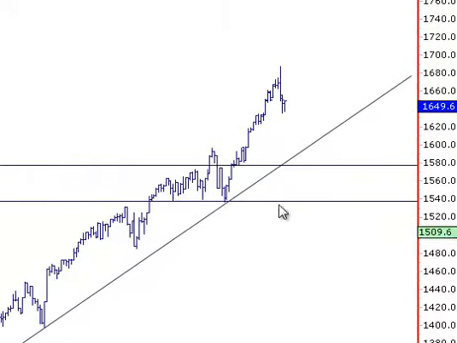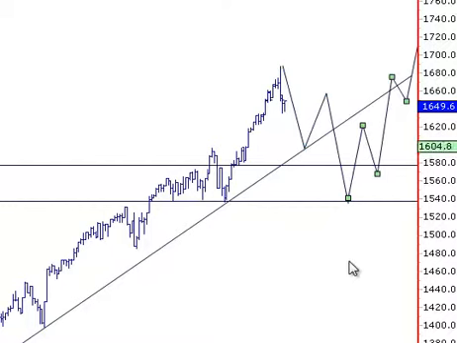In terms of the move down into this zone here, we'd be looking at an ABC correction, like this. And then wave 4s can get a bit more complicated, but once that's finished, then we'll see another move to the upside here.